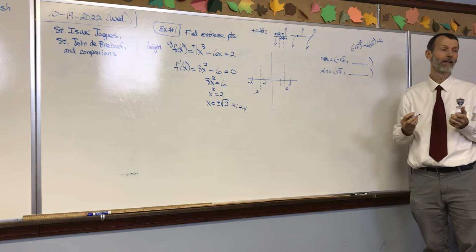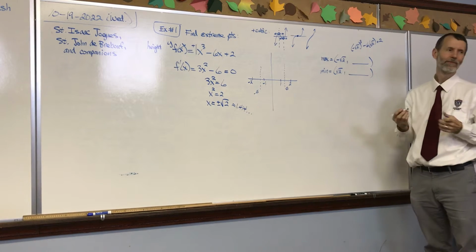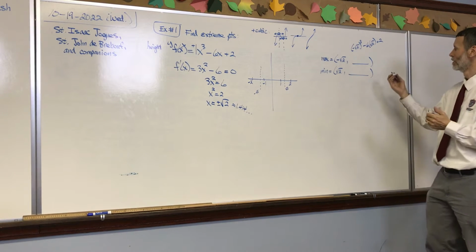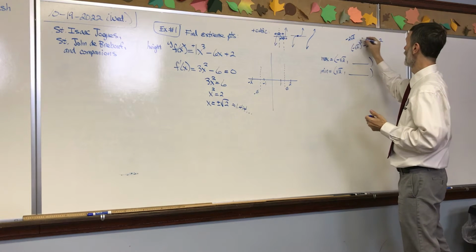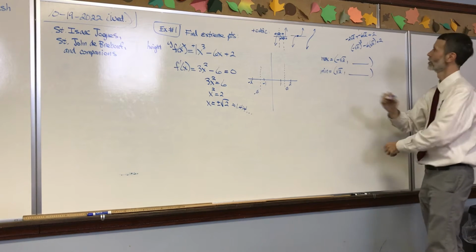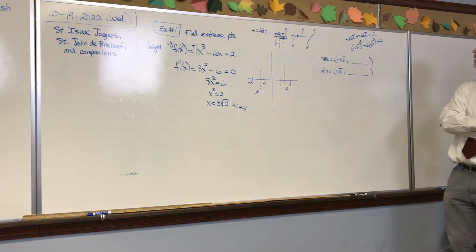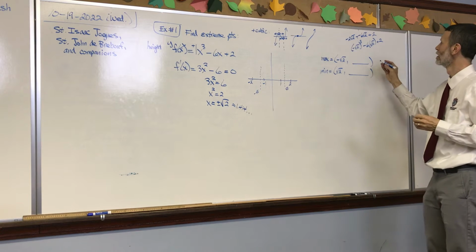Positive or negative? Negative. Negative what? It's going to be negative 2 radical 2. Very good. Negative 2 radical 2 plus negative 6 radical 2 plus 2. Go for it. You can have two parts. Negative 8 radical 2 plus 2.